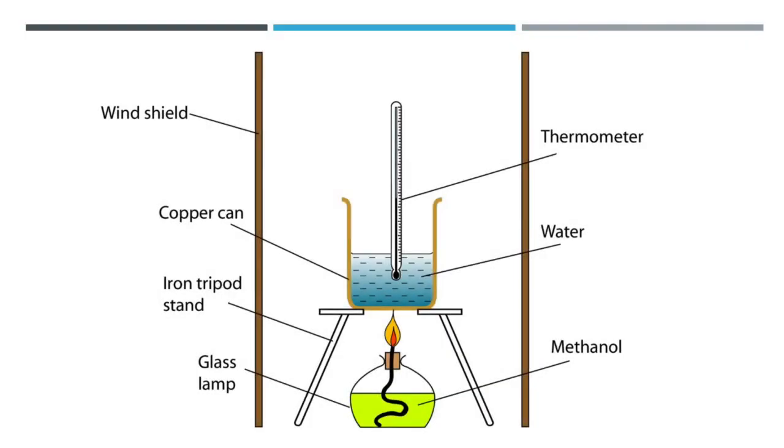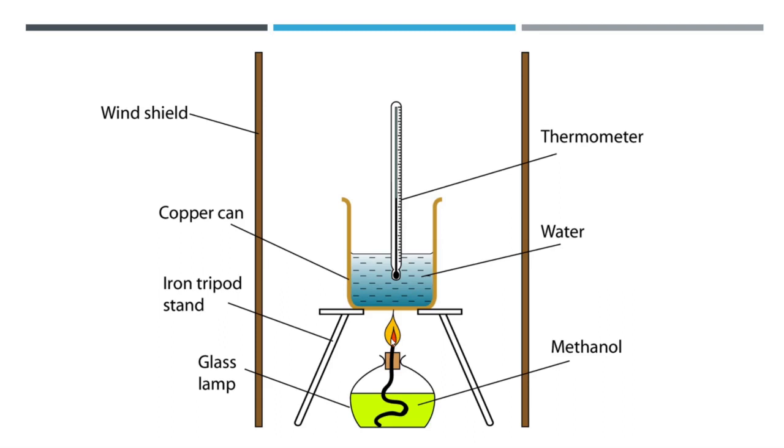So here's an example of the experimental setup that we would be expected to know for our National 5 chemistry exam in terms of how we could calculate and measure the energy released from burning a fuel. If we look at the bottom of the diagram, we've got our fuel, which is the alcohol methanol, and a little spirit burner, and we are combusting the methanol, reacting with oxygen, and it's producing heat. There's a little flame there.